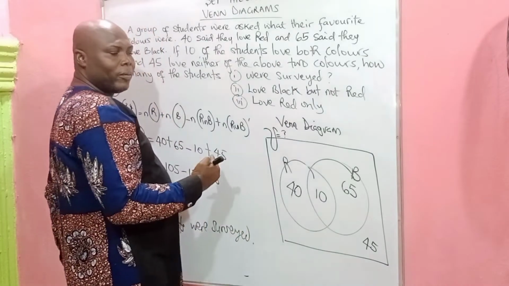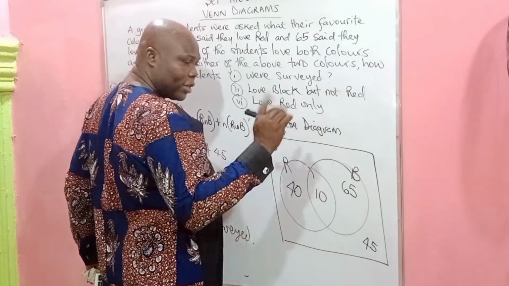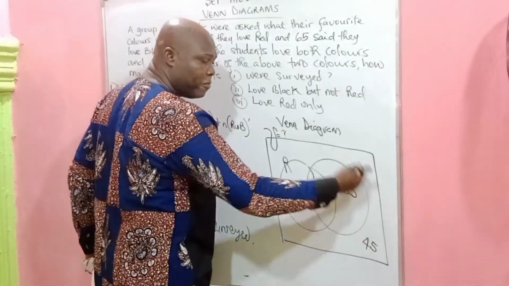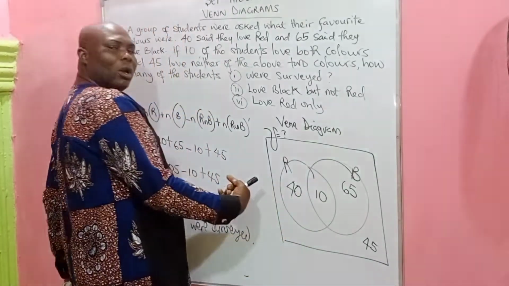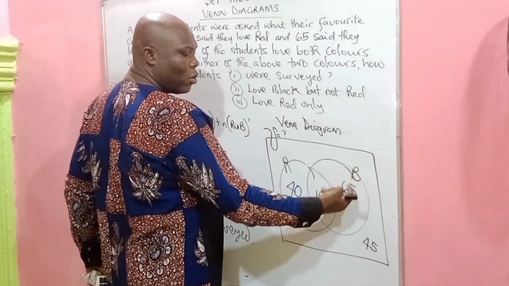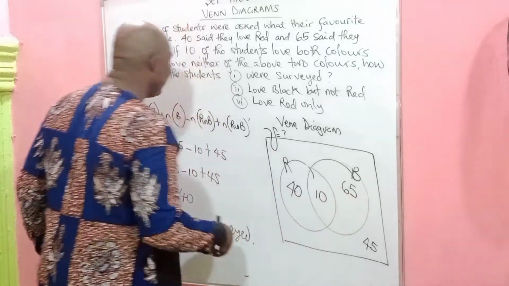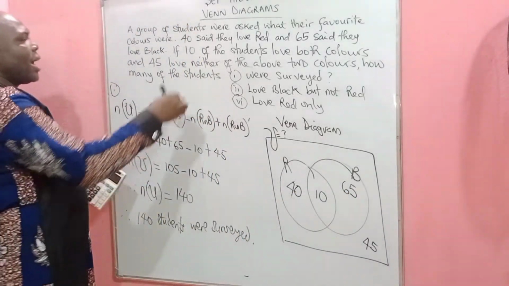That will be 30. And those that love black only, take note, out of the whole of the people who love black, 65, 10 of them also love red. So for you to have black only, you subtract 10 from the 65. So that takes us to the next parts.